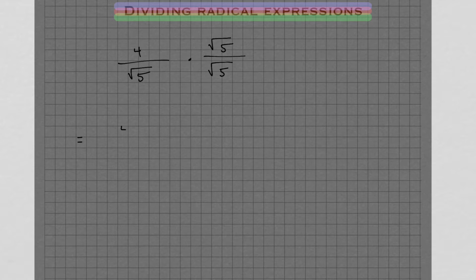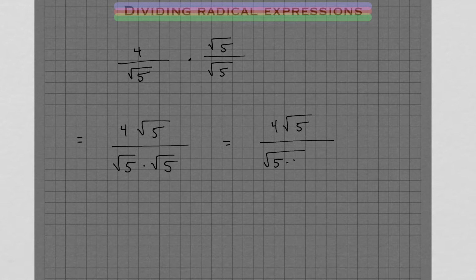What that gives us is 4 times the square root of 5 divided by the square root of 5 times the square root of 5. Now, your rules state that when you have two of these roots being multiplied together, as long as they're the same index, in this case they're both square roots, you can combine them under one big root sign. So it's going to be 4 times the square root of 5 divided by the square root of 5 times 5. See, I can move both of these underneath one root sign.